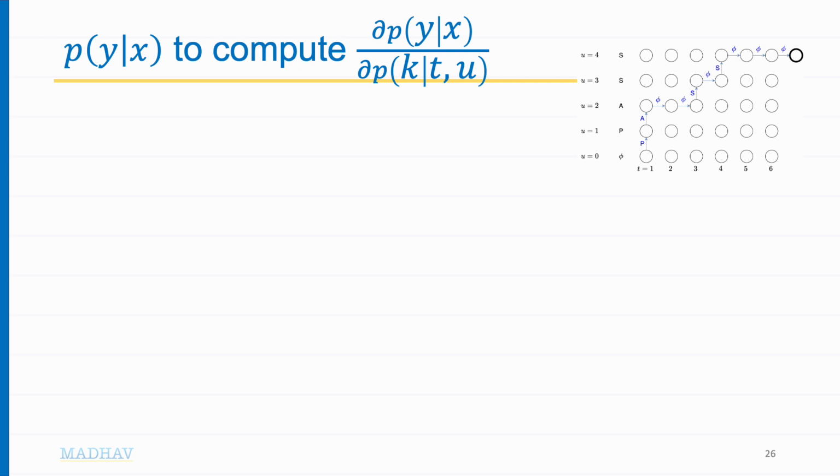So here we need to use the forward backward variables, right? Let's say you specify your t,u as this node. If you specify it as this node, then you want to compute the derivative of the probability of all possible paths, all valid paths which pass through this node, right? So for that you need alpha and beta.